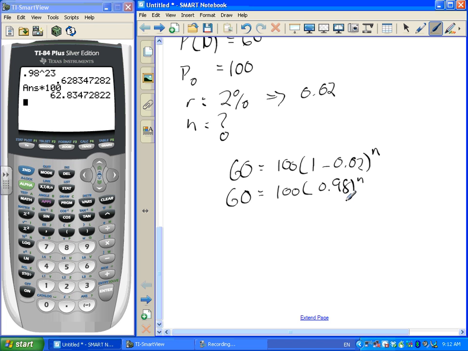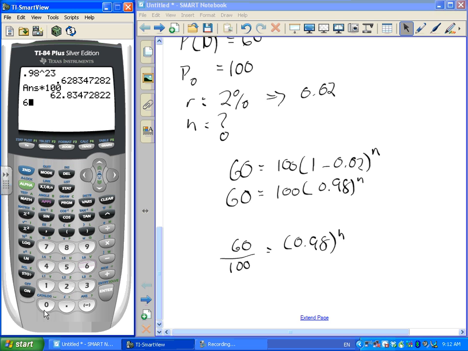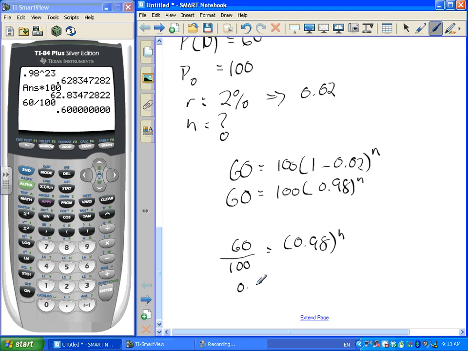Like Lewis said, I need to divide both sides by 100 because in this case I'm trying to isolate my n. So I divide by 100. So we're going to get 60 divided by 100 is equal to 0.98 to the power of n. 60 divided by 100, anyone know? 0.6, that's right. 0.6 is equal to 0.98 to the power of n.